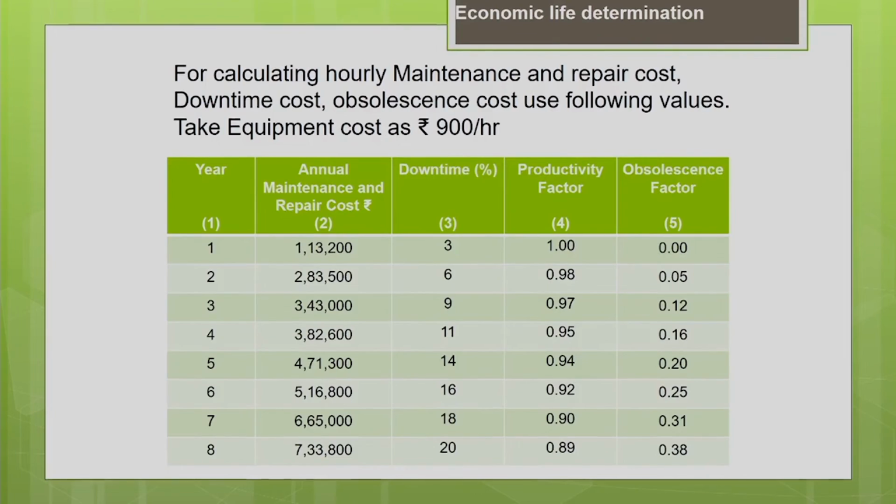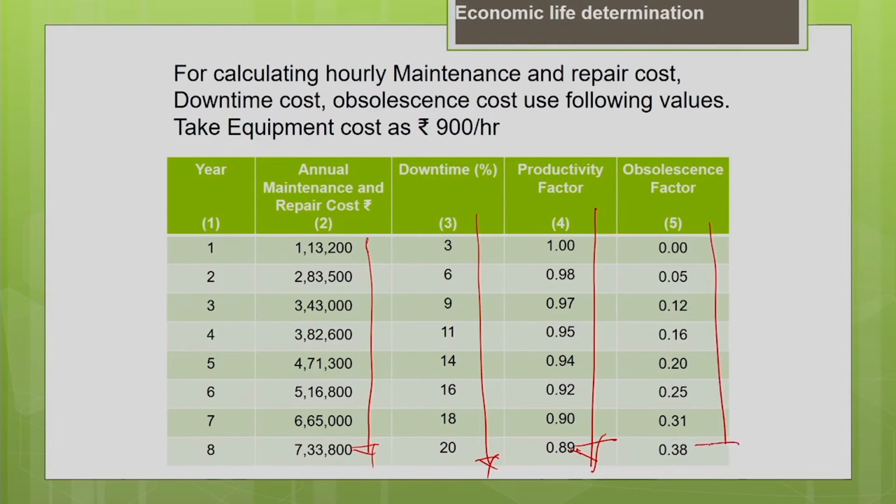So, this table I showed you already. This is the input table, input values given in the question. Every year maintenance and the repair cost is given. You can see that the maintenance and the repair cost is increasing with the time duration. Downtime cost is also given, it is increasing with the age of the machine. The productivity loss is increasing. There is a loss in productivity with age of the machine, and the obsolescence factor is increasing with the age of the machine. Let us calculate all these costs in the upcoming slides.